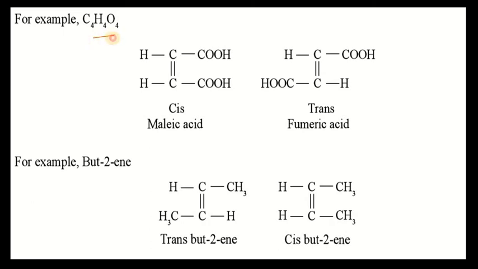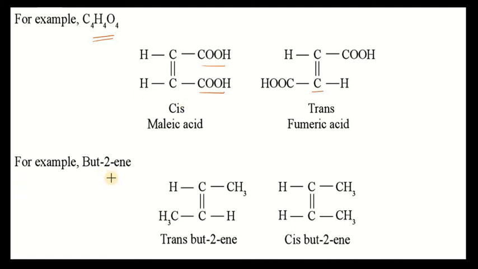Example: C4H4O4. Here, maleic acid, the cis form, is a dicarboxylic acid. The COOH groups are on the same side, cis. On the opposite side, this is called trans, fumaric acid. Melting points and boiling points are also affected because of it.